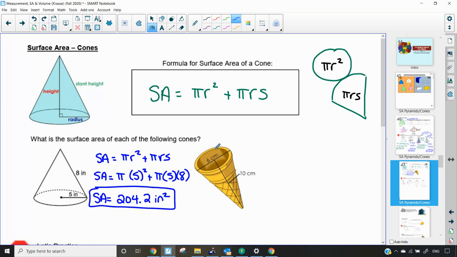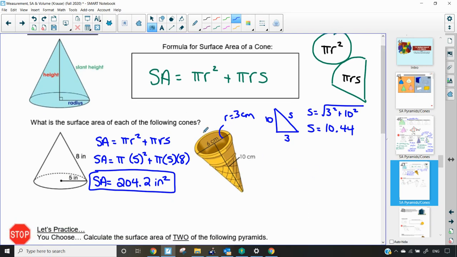Now for the next question, we're asked for the surface area of this cone. We're given the diameter of 6, meaning that the radius is going to be 3. And we're given a height of 10, but not a slant height. The first thing we're going to have to do is find our slant height. So we have a height of 10, we have a radius of 3, and we're looking for that slant height. So our slant height is going to be 3 squared plus 10 squared, all square rooted. And if we put that onto our calculator, we're going to get 10.44. Again, that's a rounded number.